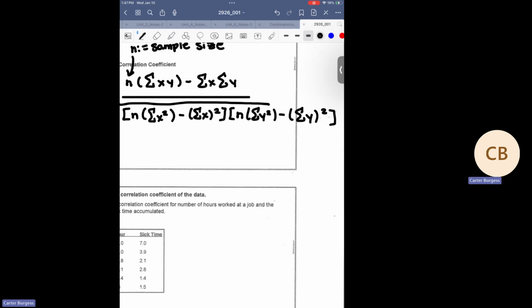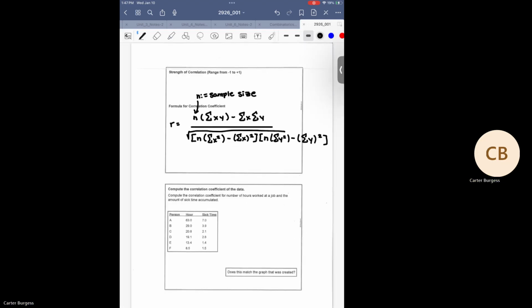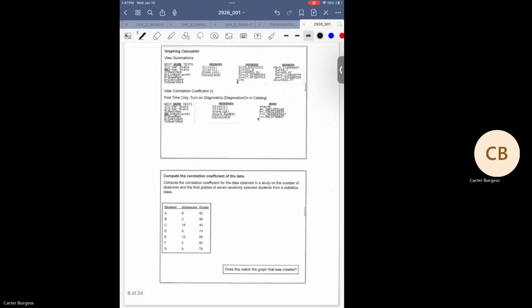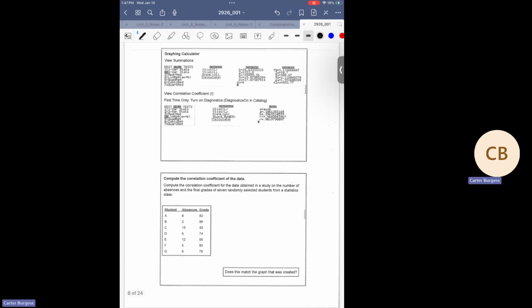Fantastic news for you guys is that our calculator gives us every single one of these pieces. You never have to do this by hand, right? So for instance, let's take a look at our example here. This was the second example that I had you work on in class. So go ahead, re-enter the data that we see for, in this case, absences and grade. This is 6, 2, 15, 9, 12, 5, 8.